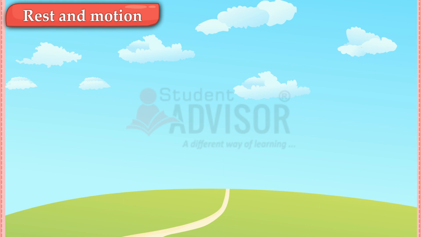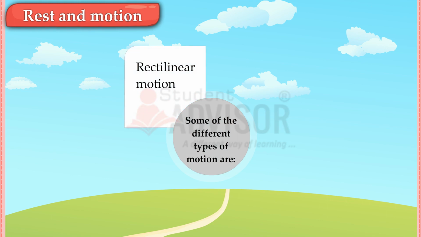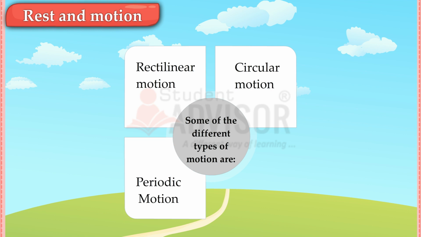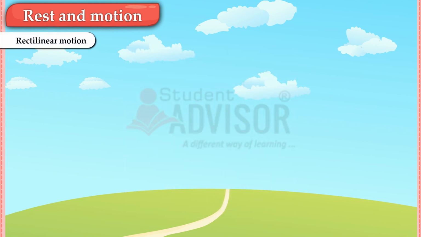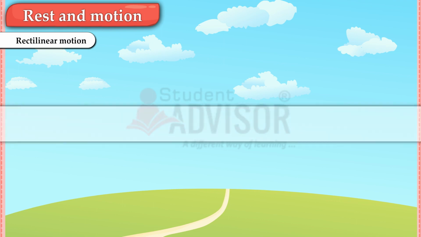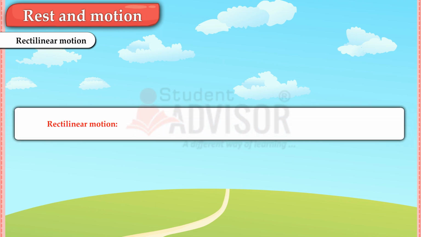Types of motion. Some of the different types of motion are rectilinear motion, circular motion, periodic motion, rotational motion. Rectilinear motion: motion in a straight line is called rectilinear motion. In other words, when an object moves along a straight line path, it is called rectilinear motion.